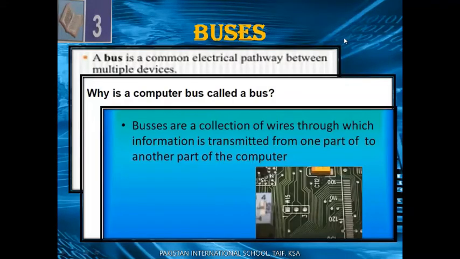Dear students, the next topic is computer buses. Buses are a collection of wires through which information is transmitted from one part of the computer system to another part. So basically, a computer bus is an electrical pathway inside the computer system over which data and information are transferred from one part to the other.